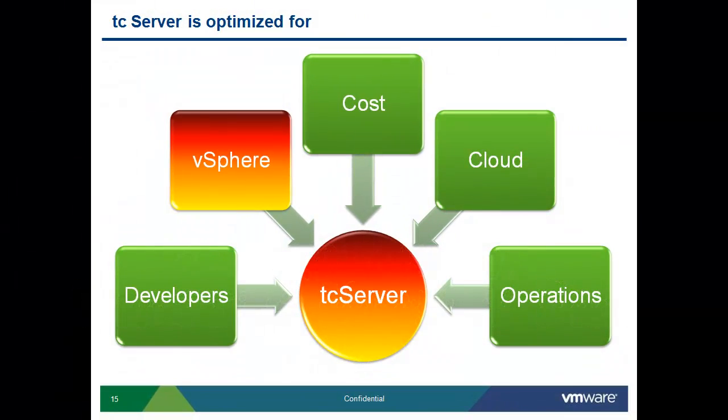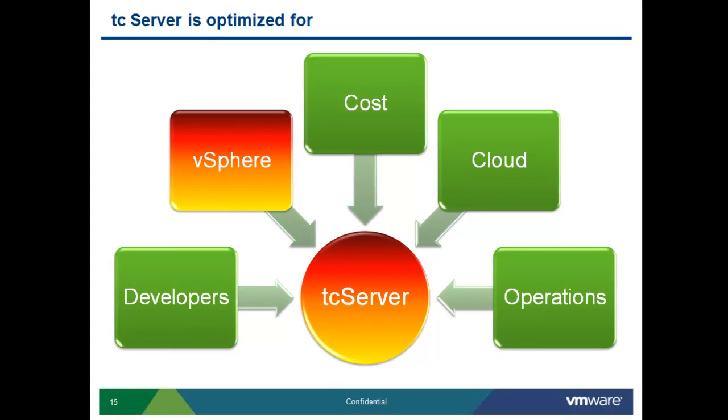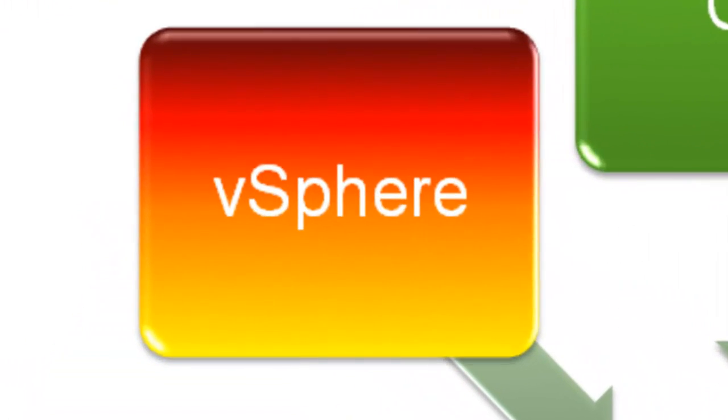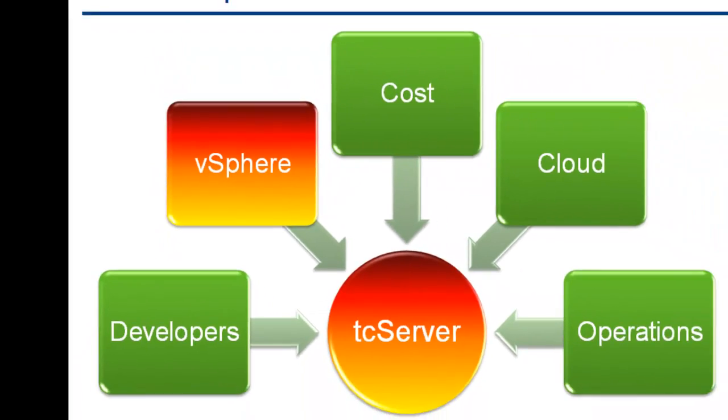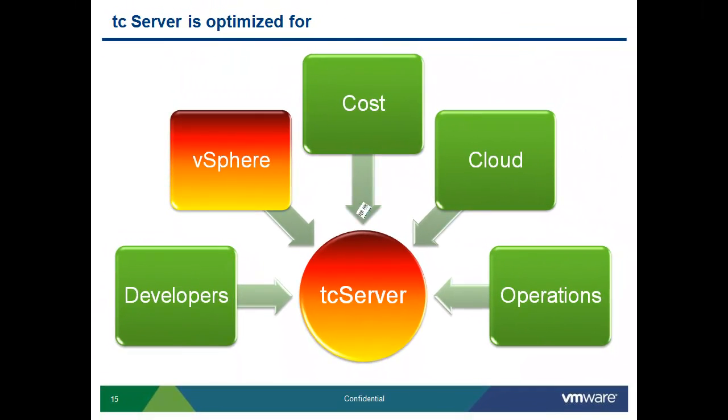Today we're here to talk about an exciting new feature, EM4J, or Elastic Memory for Java. Let us explain how vFabric TC Server has solved the problem of overcommitment of Java workloads in virtualized environments.